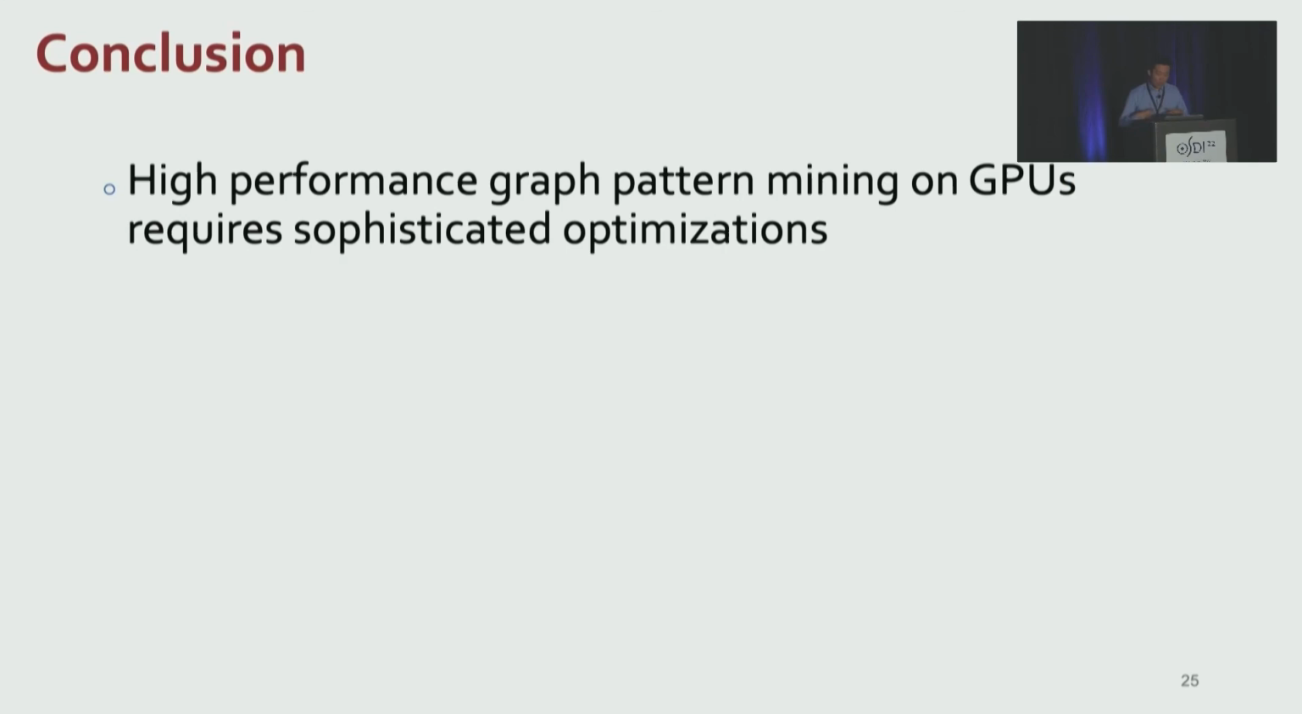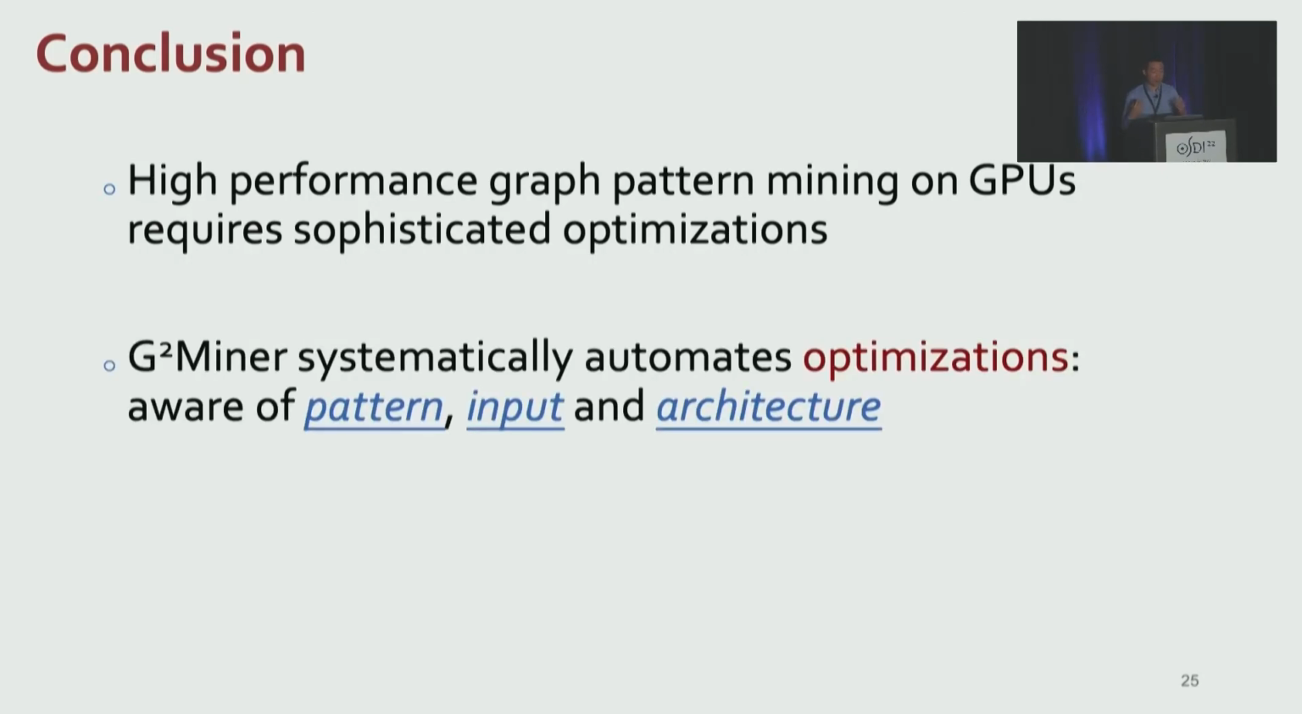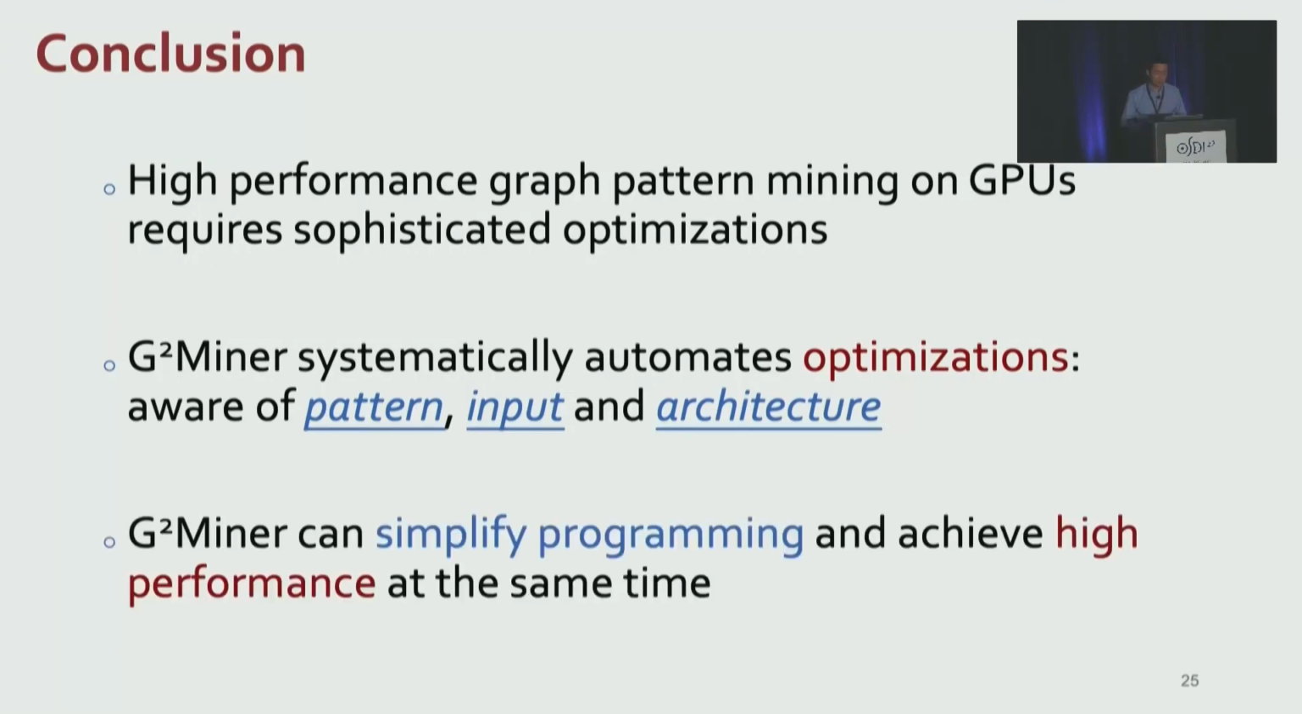To conclude, we point out that high-performance graph pattern mining on GPUs requires sophisticated optimizations. G2-Miner systematically automates these optimizations by leveraging pattern, input, and architecture information. Unlike prior systems that sacrifice performance for programming productivity, this work shows that we can simplify programming and achieve high performance at the same time.